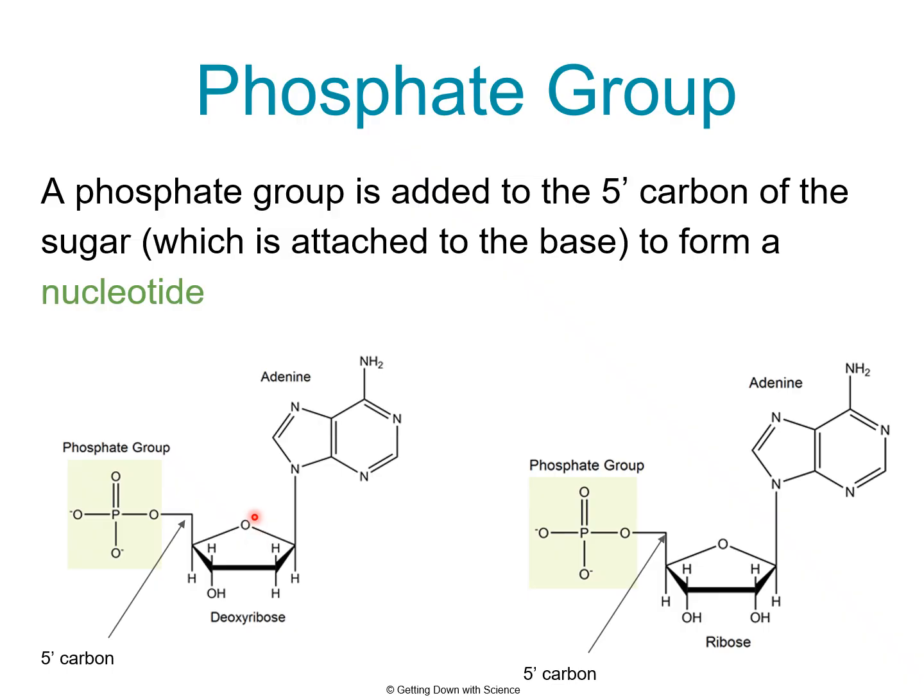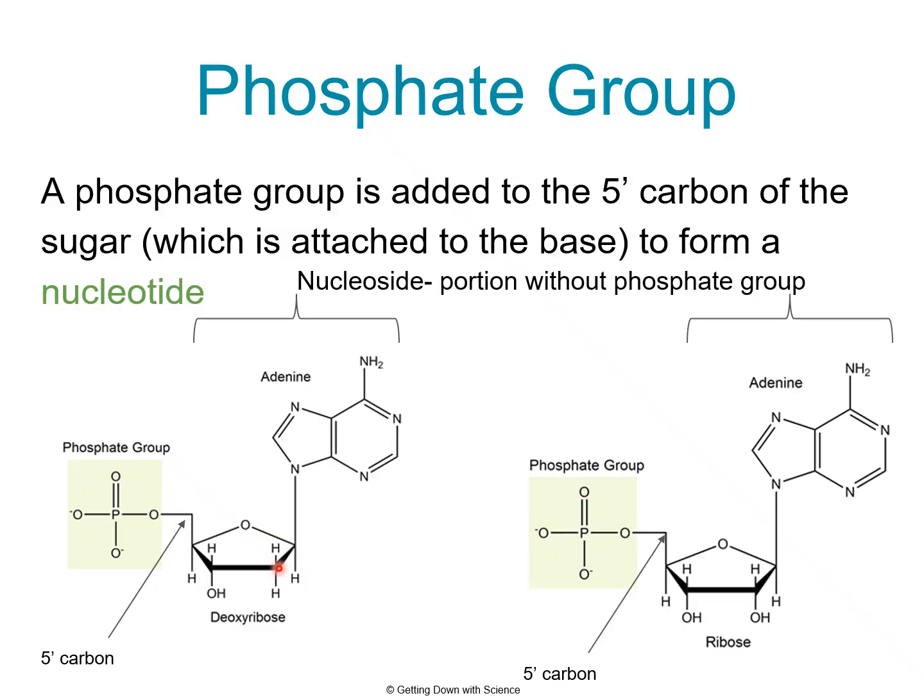And if we were to count carbons, we have 1, 2, 3, 4, 5. So wherever the lines are intersecting, that is a carbon, and that's just how it is represented in these diagrams. So carbon 1, 2, 3, 4, 5. This 5th carbon is where the phosphate group is added.